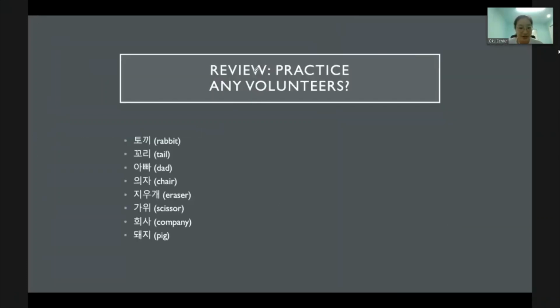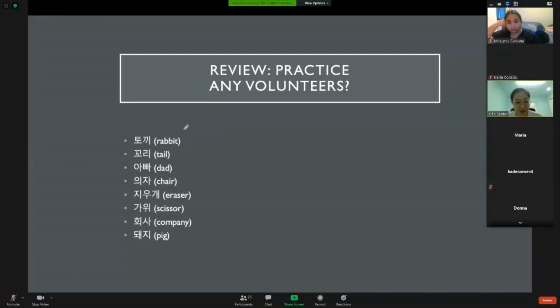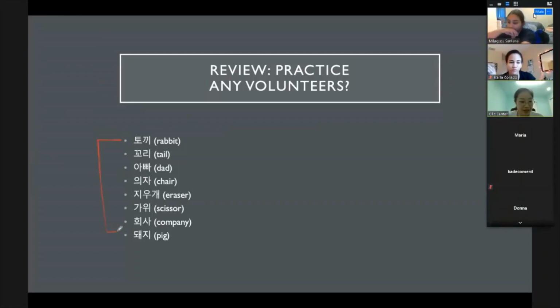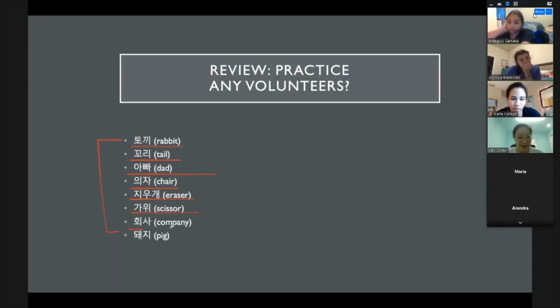Okay, so to review, we're gonna practice these words. Can anyone volunteer to pronounce this one? 토끼, Toki, yes, perfect. How about this one? 꼬리, Gori, perfect. How about this one? 아빠, Appa, perfect. How about this one? 의자, Uja, perfect. How about this one? 지우개, Jiuge, perfect. How about this one? 가위, Kawi, perfect. How about this one? 회사, Huesa, perfect. How about this one?